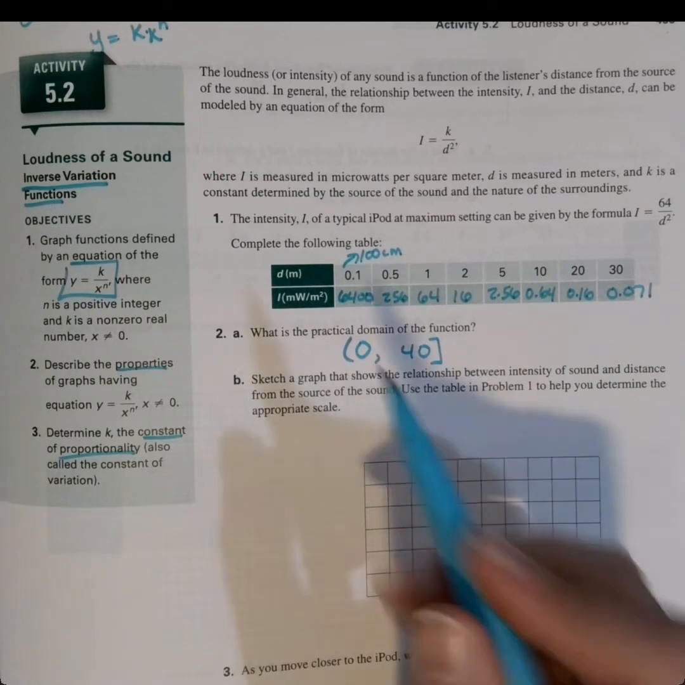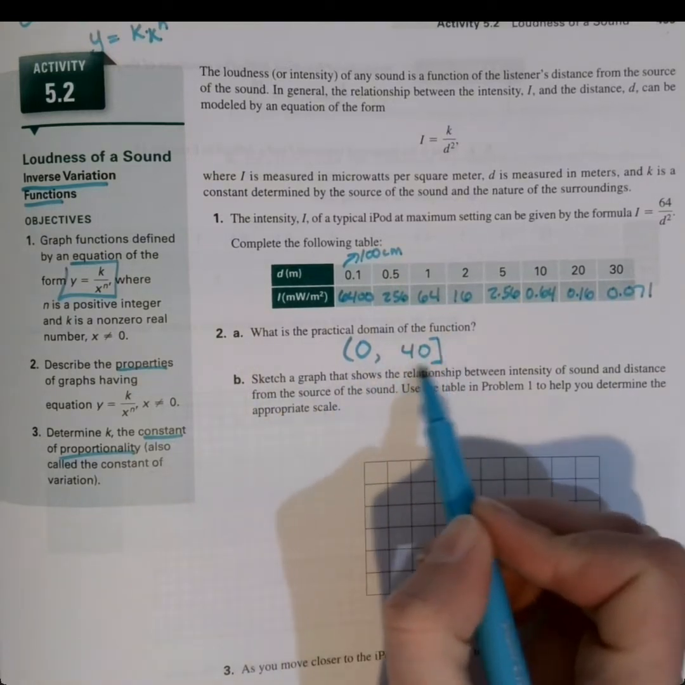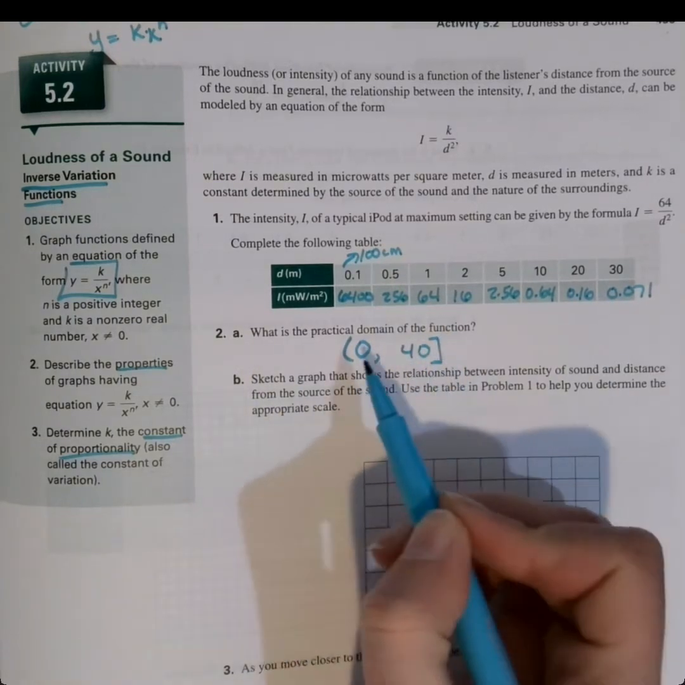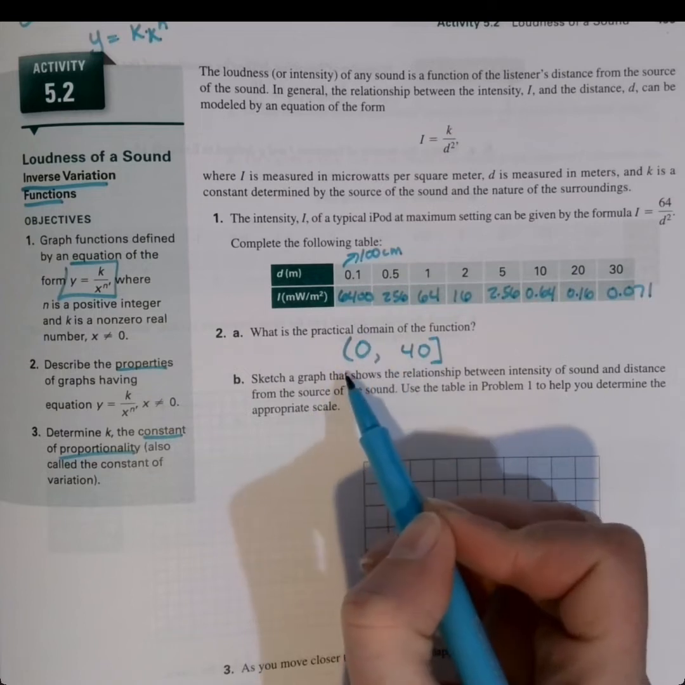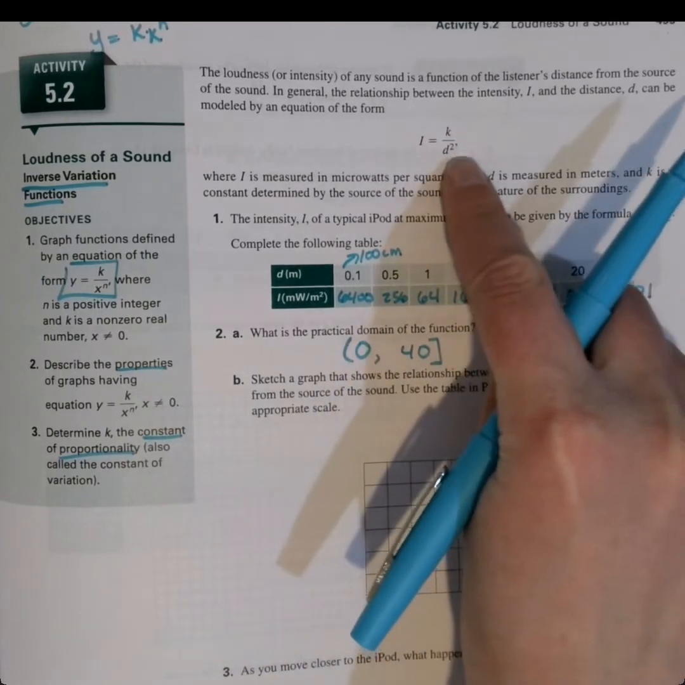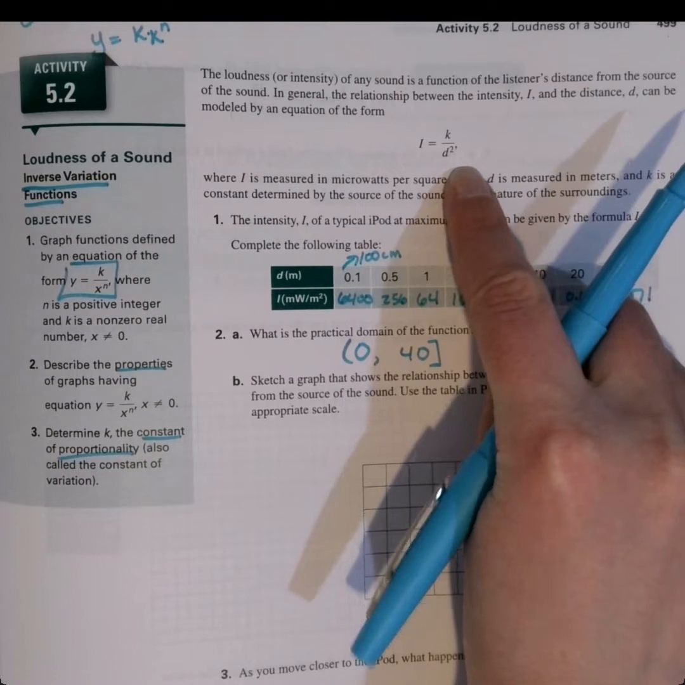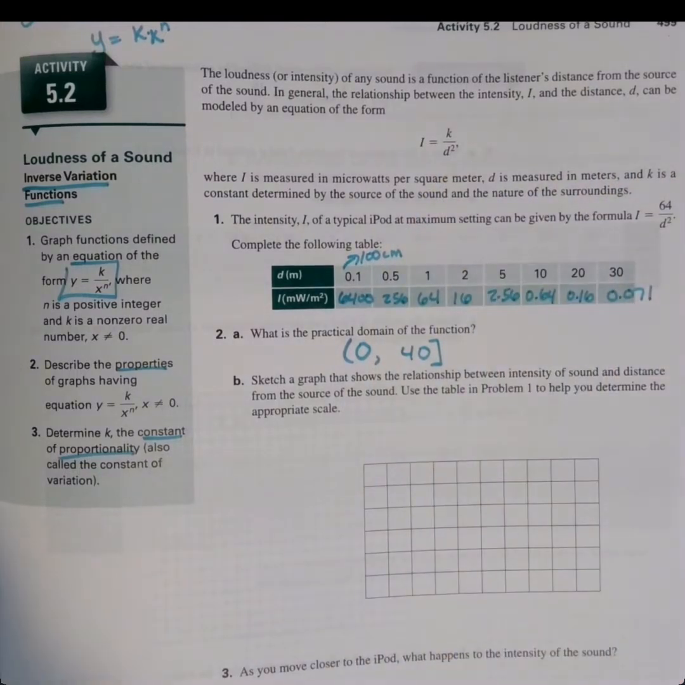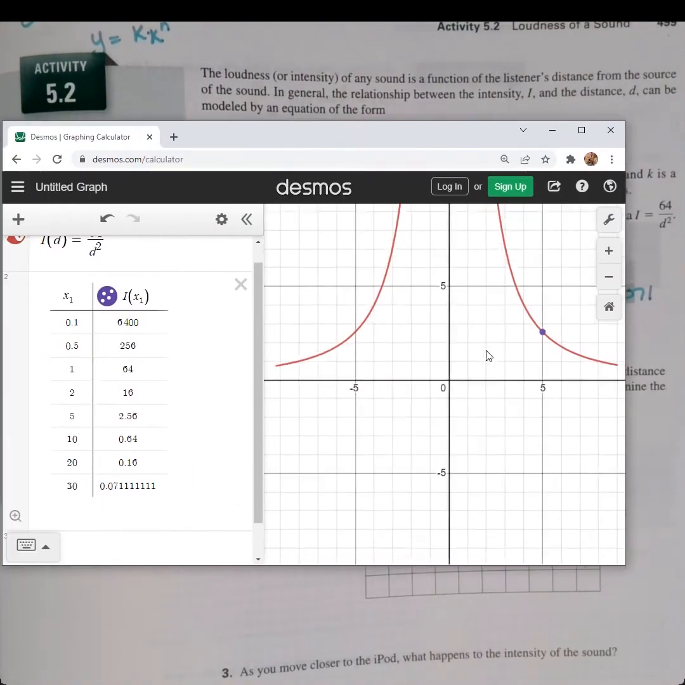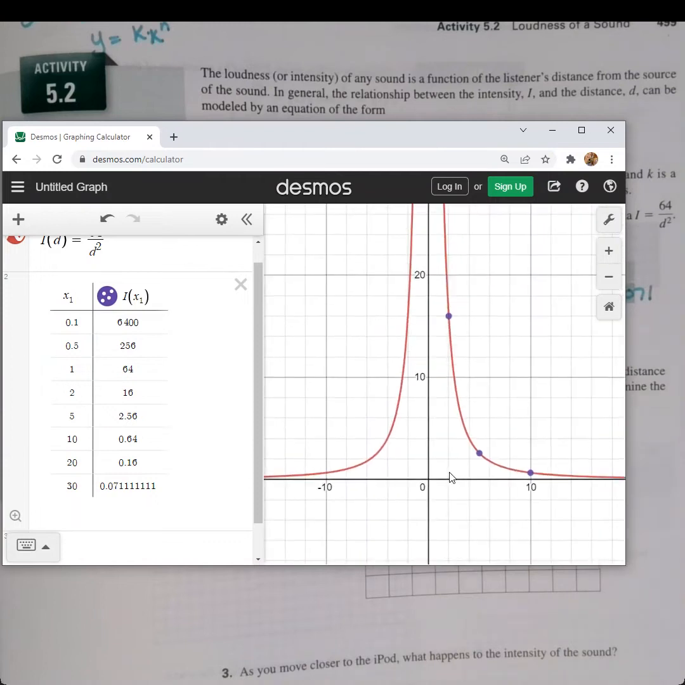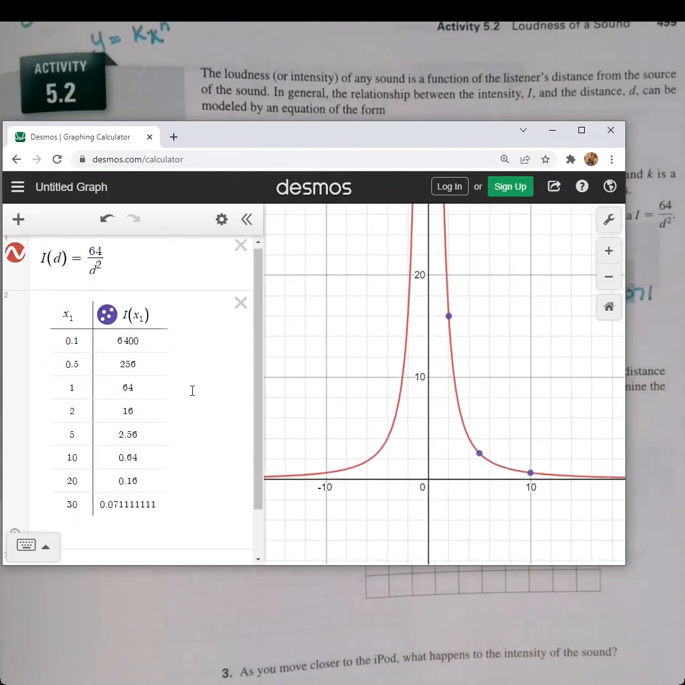Okay, so mismatched symbols: I'm going to include the endpoint because I can actually plug 40 into the function. I am not going to plug in the 0, first of all, because 0 cannot be plugged into the function. Also, it's not going to make sense in terms of the practical context. Okay, sketch a graph that shows the picture over the appropriate scale. When I graph this on decimals, I can see that the graph looks different than the graphs we had in the previous section. That's because of the d squared.